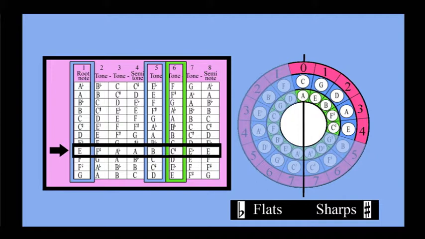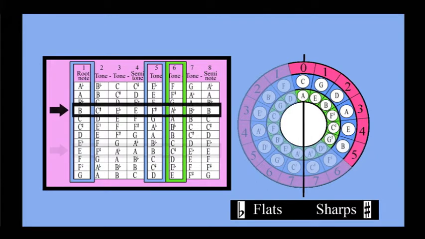We can now enter number 4 into the pink segment. E can be entered into the blue ring and C sharp can be entered into the green ring. The 5th note is B, so we can now go to the major scale in the key of B.